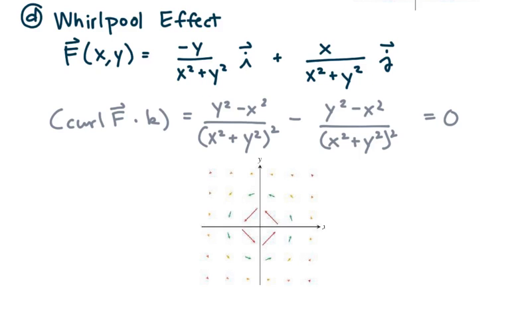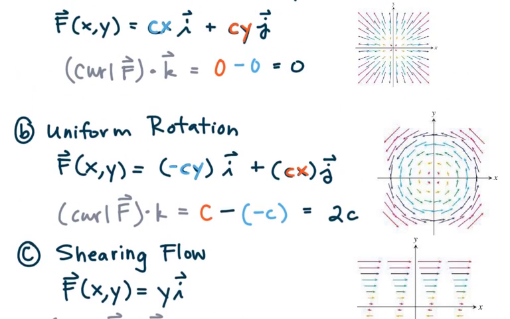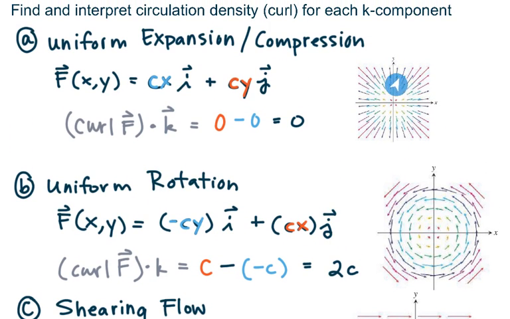So that's an idea of how we would calculate circulation density, or rather the curl. So, again, just thinking about these vector fields, this is a gas flowing in the XY plane, and we were just looking to interpret and think about what the circulation density meant for each of these different situations.